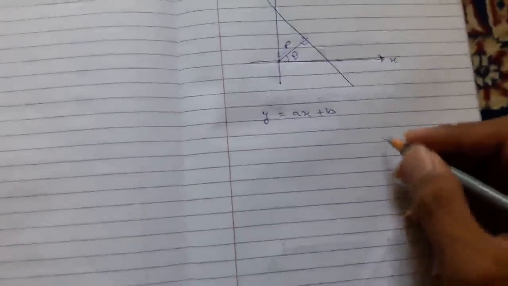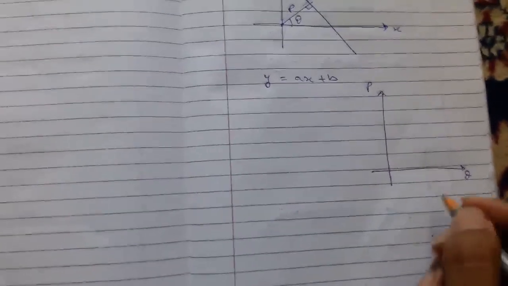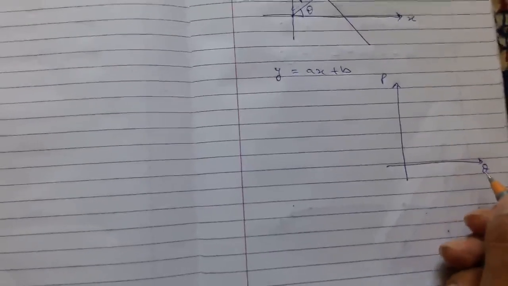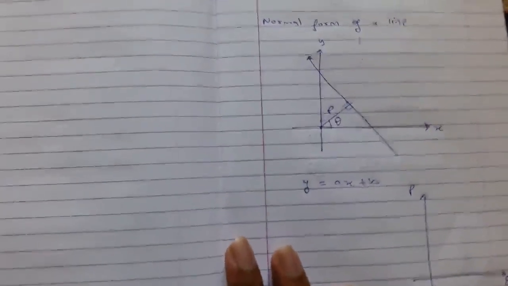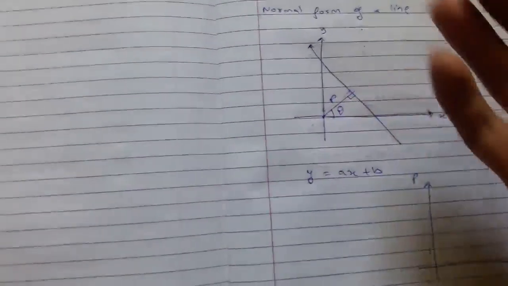So now the parametric plane is no longer going to be an a-b plane, but it is going to be a theta-p plane. On the x-axis I'll have theta, and on the y-axis I'll have p. So this is going to be a theta-p plane. And how can I convert this from this? Let us see what we can do.